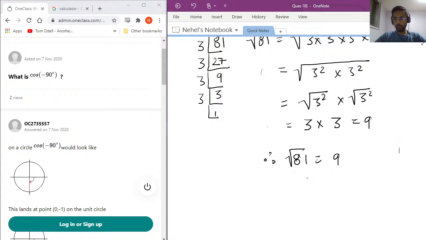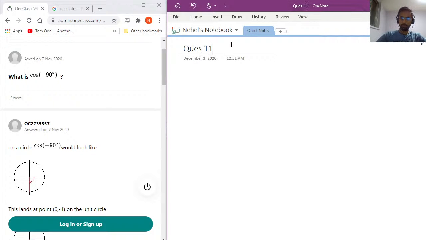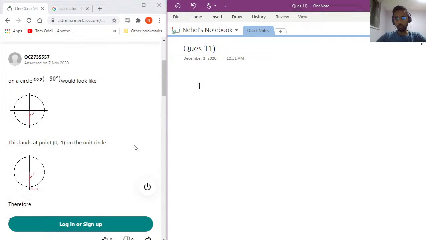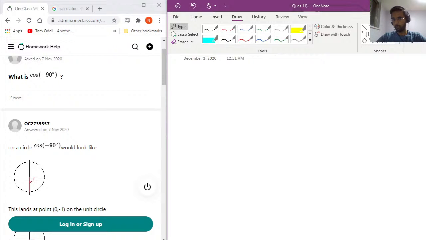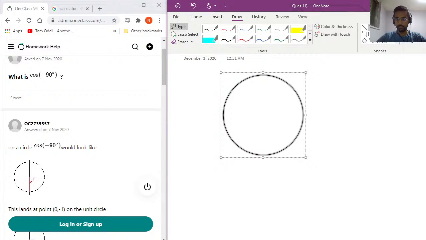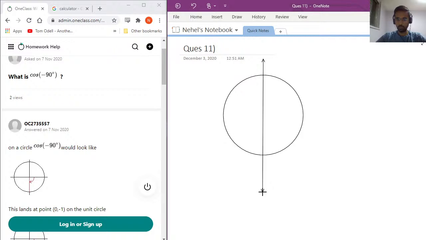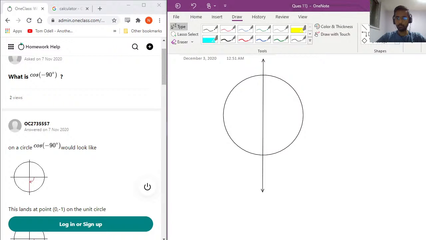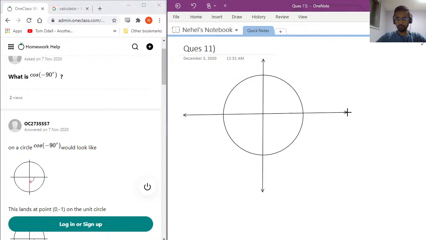Okay, next up we have a trigonometry related question. What is cos of negative 90? For this we need to know what a unit circle is and how the different quantities on the unit circle measure out. So let me draw a circle and coordinate axes here. A unit circle is a circle which has a radius of 1 unit, and we can use it to identify various trigonometric angles and values.